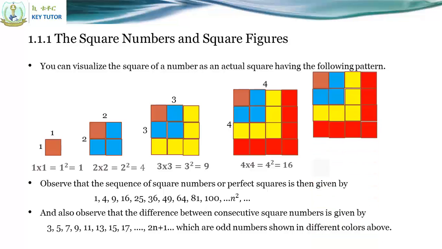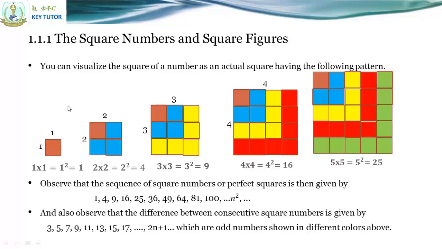Okay, now you can easily predict that you need to add 9 square units on the previous square figure to get 25 square units. That is a 5 by 5 square unit.